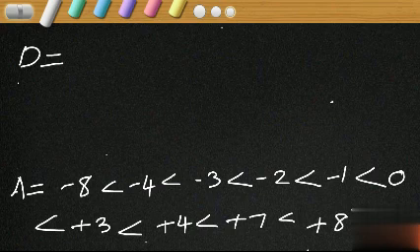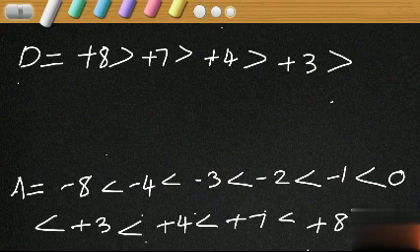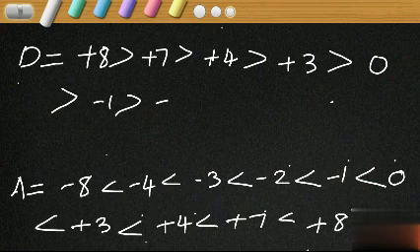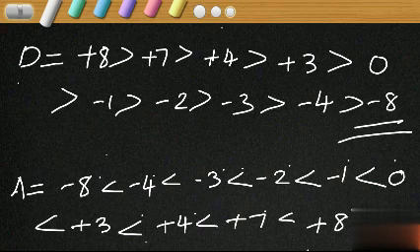Start with our greatest one, plus 8, and the sign, yes, greater than. Then plus 7, next plus 4, greater than, then plus 3, greater than, then 0, greater than, then minus 1, greater than, then minus 2, greater than, then minus 3, greater than, then minus 4, and finally greater than minus 8. This is the required descending order, isn't it?